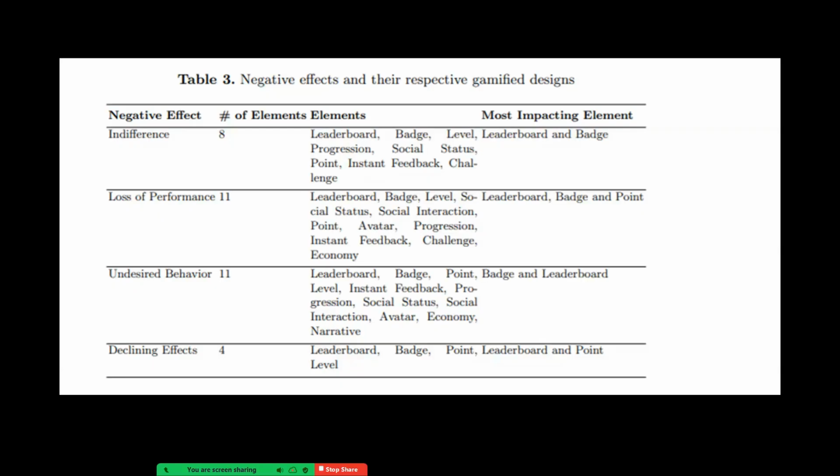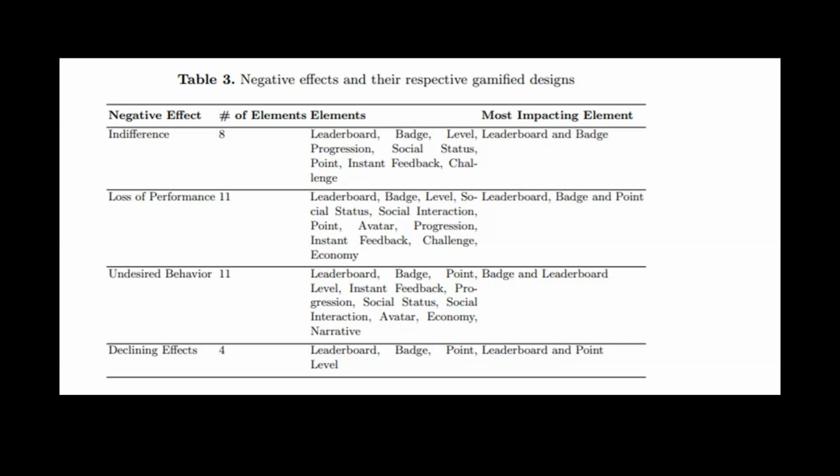So if we look at the table of the negative effects and their gamified designs, we can see that the negative effect of indifference occurred in 8 of the studies, and the elements that most contributed to indifference were leaderboard and badge. If you look at loss of performance, the things that contribute to that were leaderboard, badge, and points. Undesirable behavior: badge and leaderboard. And declining effects: points and leaderboards.